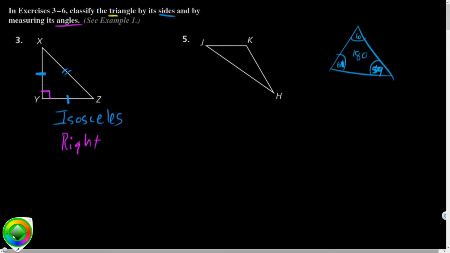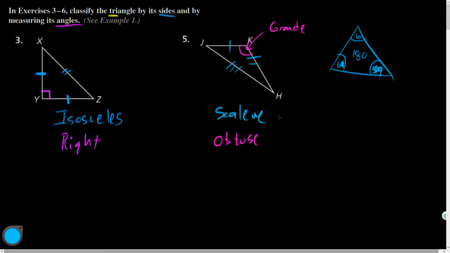So let's see. On this one, it looks like all three side lengths are different. Thoughts? That's based on the angle. Yep, there's one angle that's grande, so we'll call this an obtuse triangle. And my other friend in the back, man, this is awesome, guys. It's scalene. Scalene is when all three sides are different lengths.